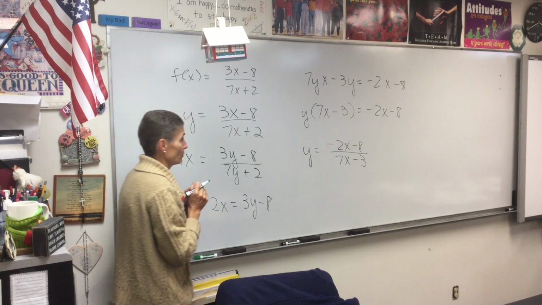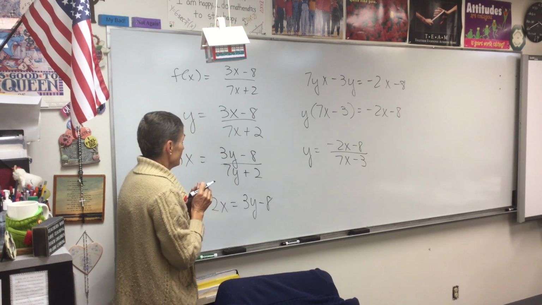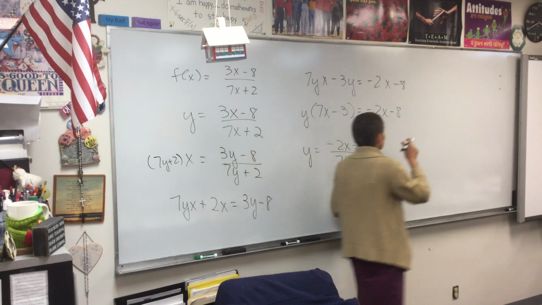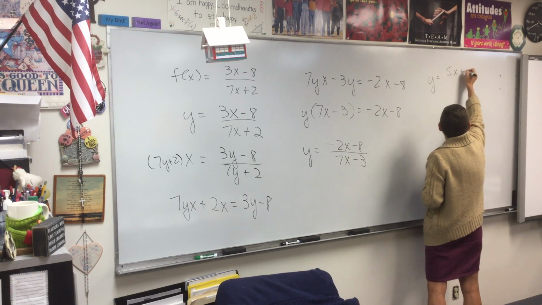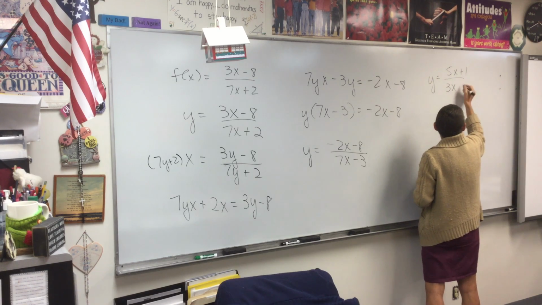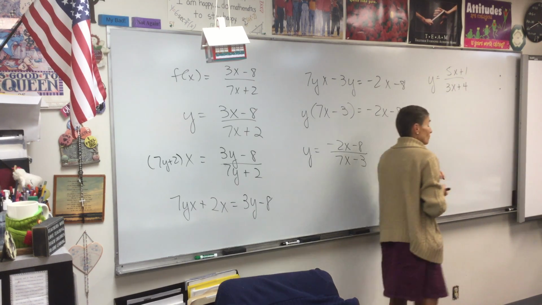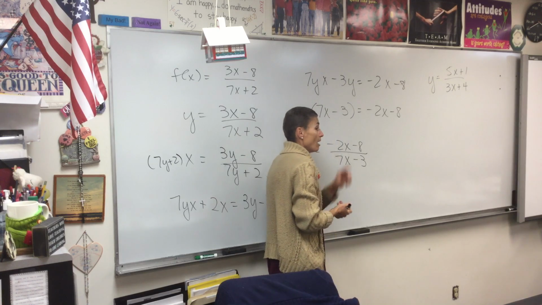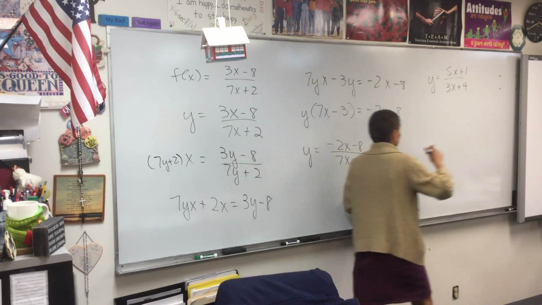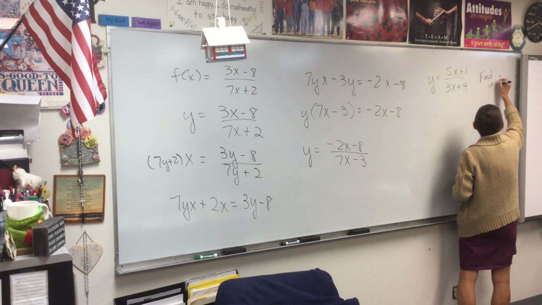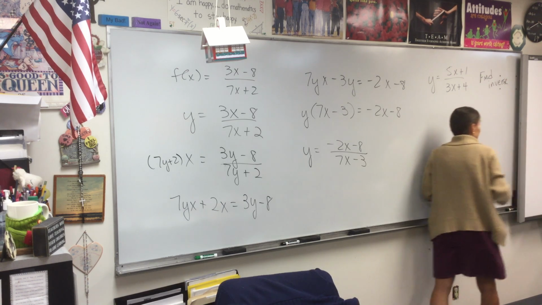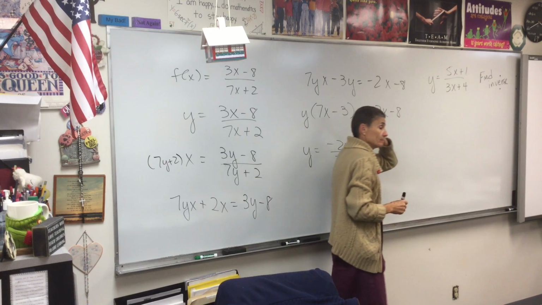All right, let's try another one like that. It's just a little more arithmetic than we like to do. But let's say, let's have 5x plus 1 over 3x plus 4. Let's see if we can go through the steps. Our job is to find the inverse. Okay, that's what we're doing. We're finding the inverse of that function.